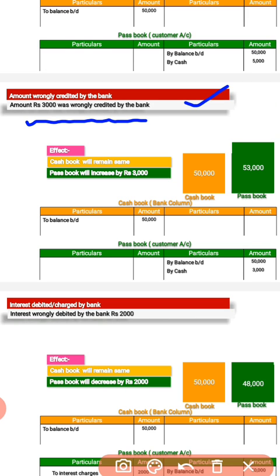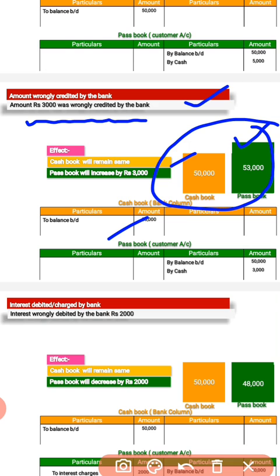Credit side of passbook is plus side. So bank has wrongly credited 3,000 in our bank account. So our passbook balance will be increased by 3,000. Total balance is 53,000. But in our cash book, there is no change. Cash book balance is 50,000. So another reason of difference between cash book and passbook.